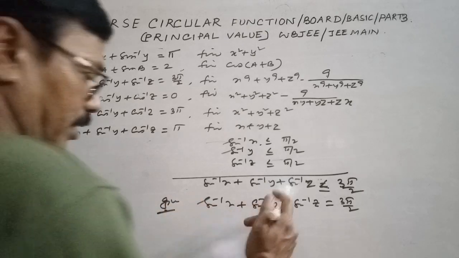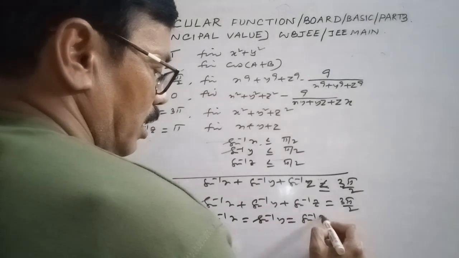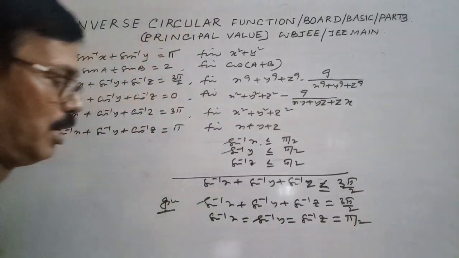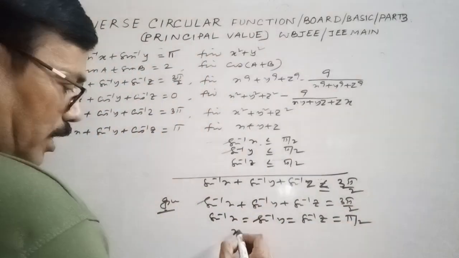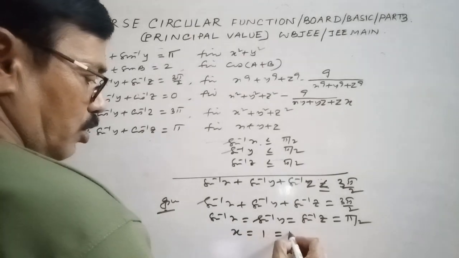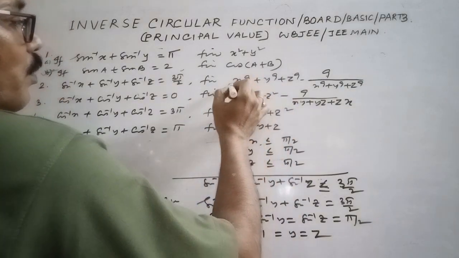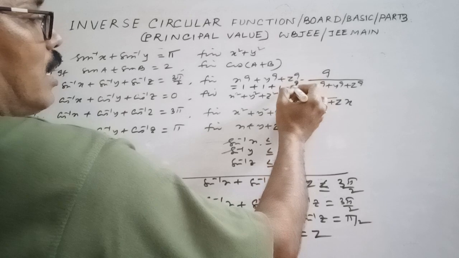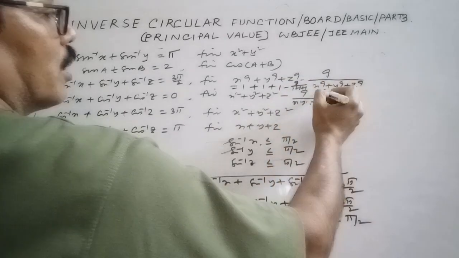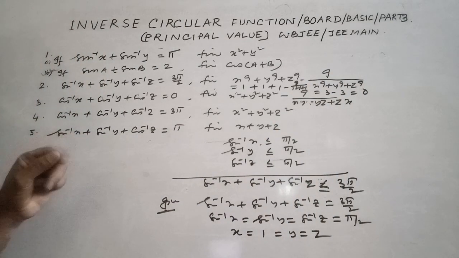So it is obtained when sin inverse x equals sin inverse y equals sin inverse z equals pi by 2, because pi by 2 plus pi by 2 plus pi by 2 is 3 pi by 2. So what is x? sin pi by 2 is 1, equals y equals z. Now if you put the values here, this equals 1 plus 1 plus 1 to the power 9, and this is 9 by 1 plus 1 plus 1. So 3 minus 3 equals 0. So this one is 0.